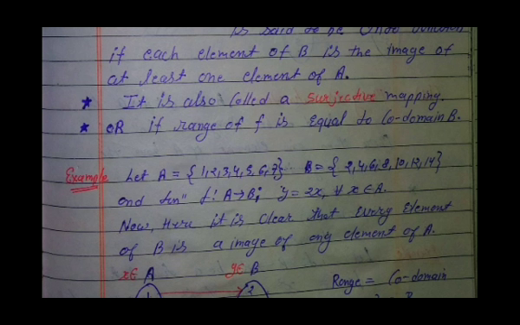Now an example. Let A is equal to {1, 2, 3, 4, 5, 6, 7} and B is the set {2, 4, 6, 8, 10, 12, 14}, and the function f: A → B is explained by the relation y is equal to 2x for all values of x belongs to A.